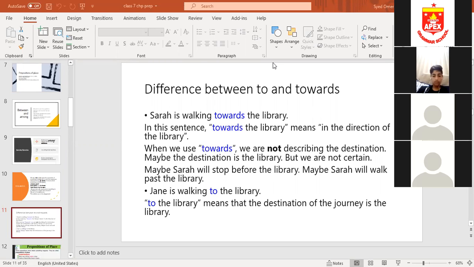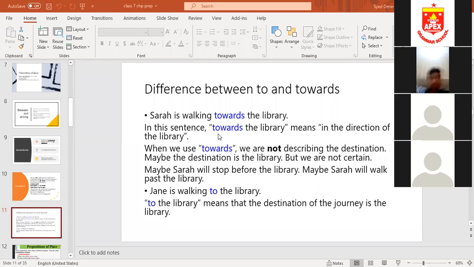Good. Okay. Now students, we are always confused when we are going to use to and when we are going to use towards. Please note down this difference. It's very important. It's very easy. Basically when we put to and towards, we think that it has the same meaning, but there is a difference. Okay, now what is the difference?